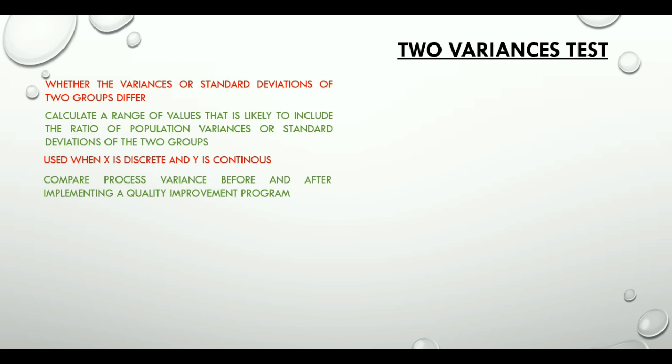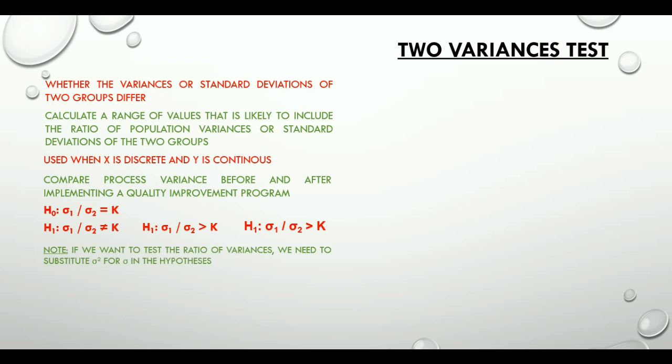Null hypothesis for the two variances test is sigma 1 divided by sigma 2 equals k, where sigma 1 is first population standard deviation, sigma 2 is the second population standard deviation, and k is the hypothesized ratio. Alternative hypothesis could be not equal to, greater than, or less than, depending on whether we are going to do a one-tail or a two-tail test. Just to let you know, if you want to test the ratio of variances, you need to substitute sigma square for sigma in the hypothesis.